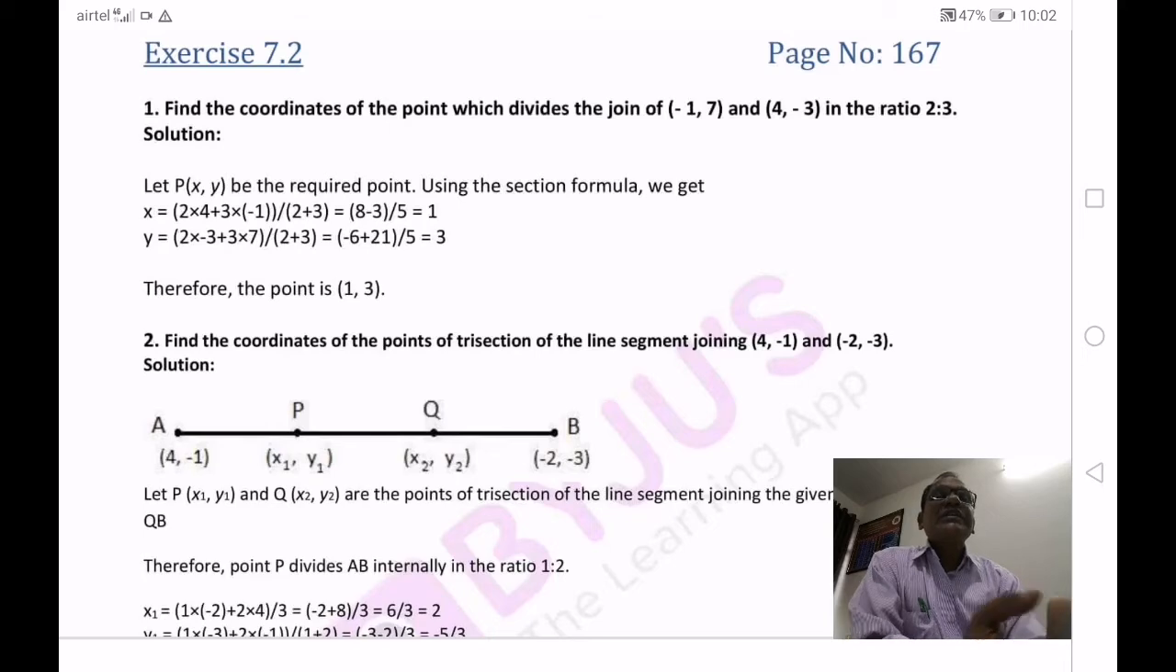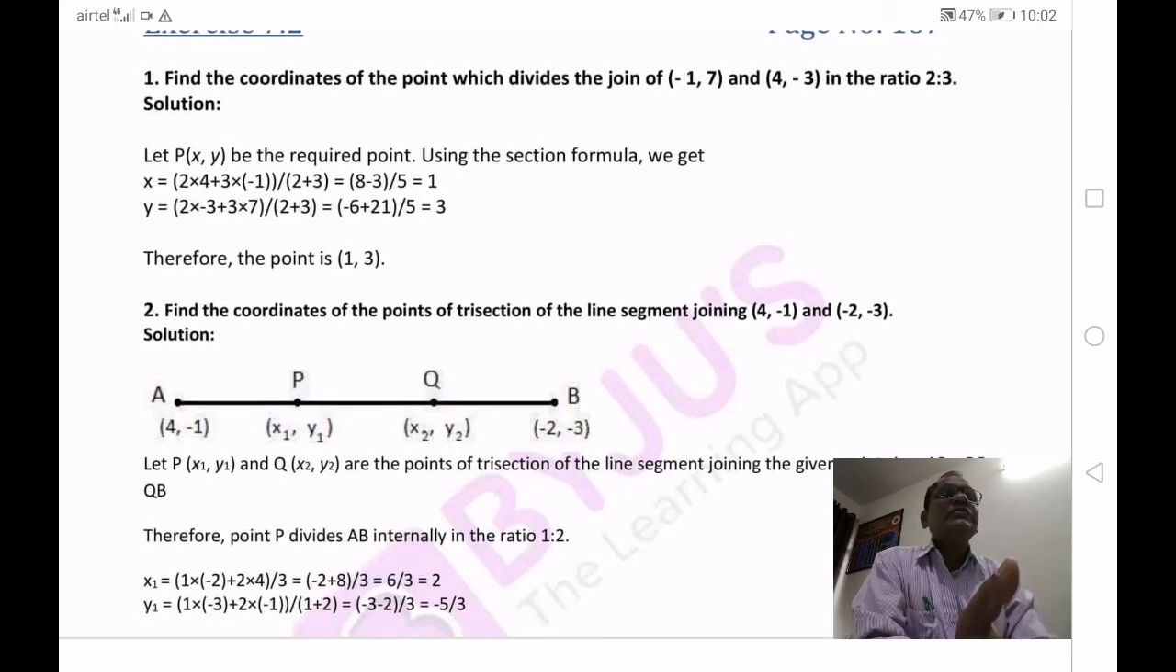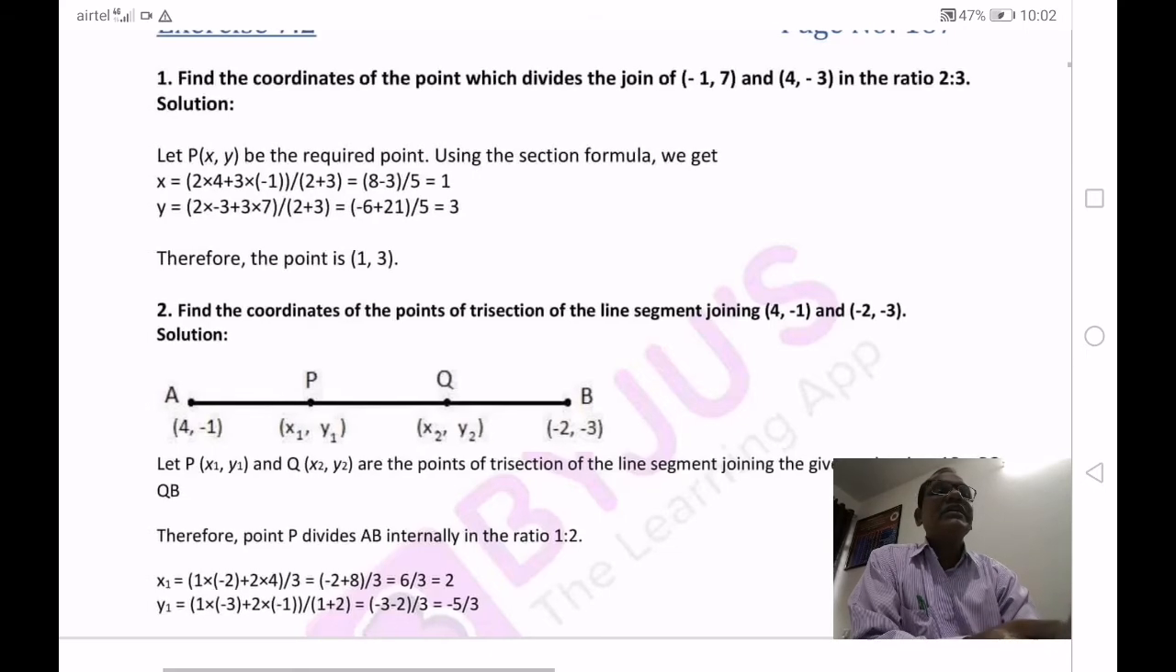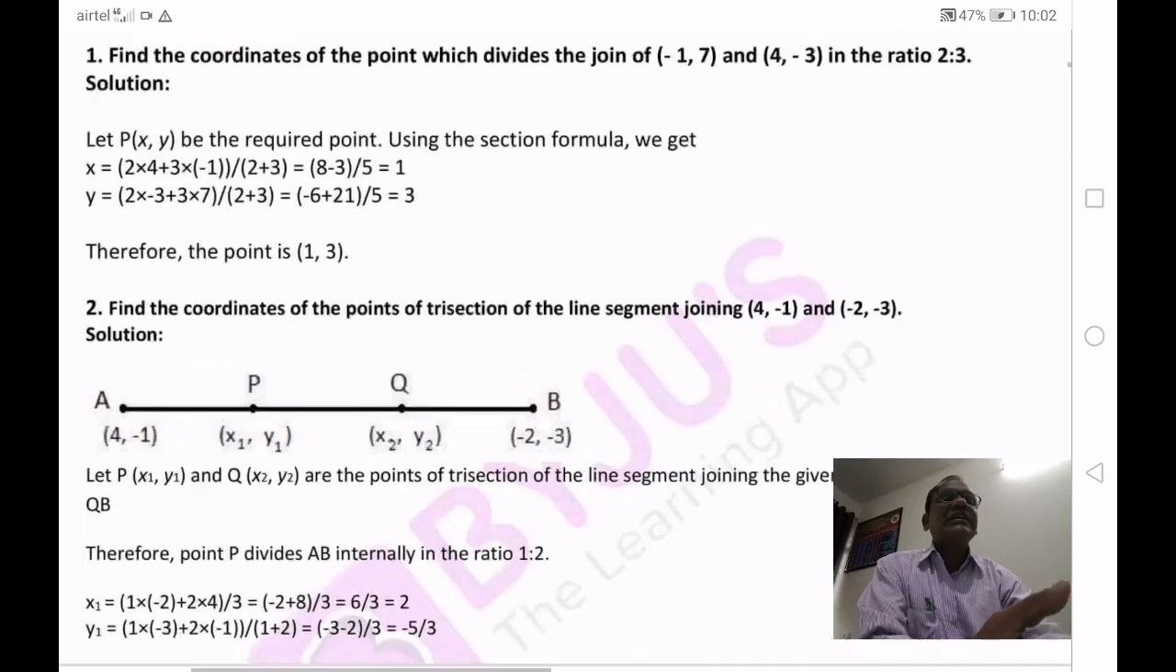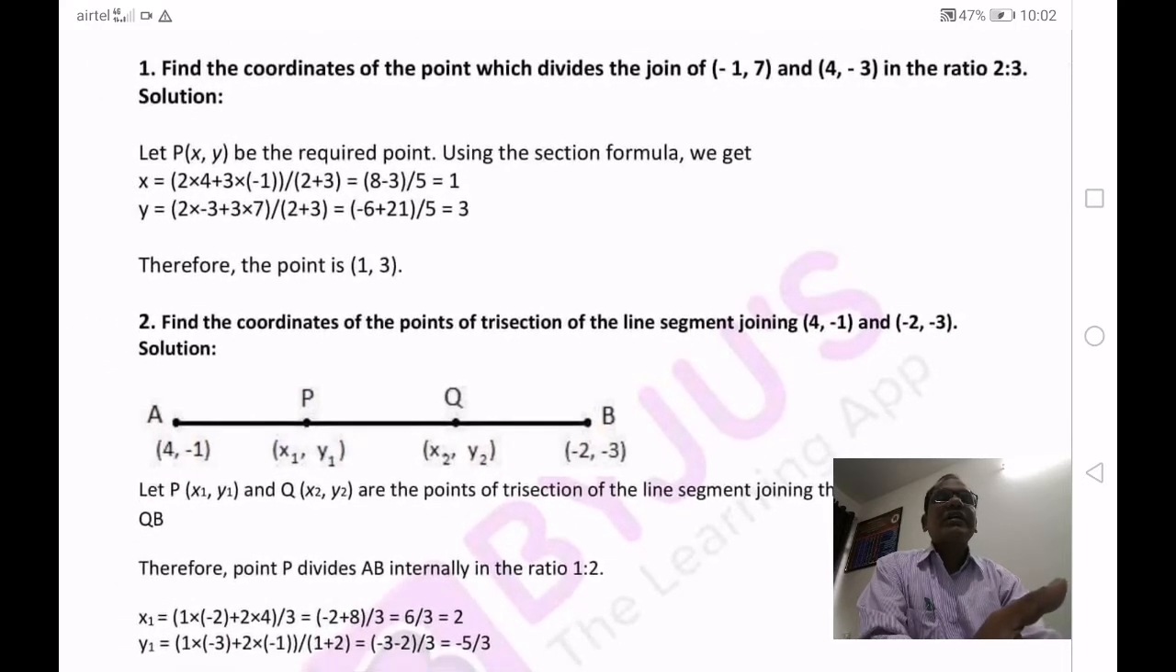The y coordinate, what is that? m1 y2: the m1 value is 2, the y2 value is minus 3, plus m2 means 3, then the y1 value 7, divided by m1 plus m2 means 2 plus 3. Therefore, 2 into minus 3 is minus 6, 3 into 7 is 21, minus 6 plus 21 means 15. 15 by 5 equals 3. Therefore, the coordinates of the point which divides the join of (-1, 7) and (4, -3) is (1, 3).